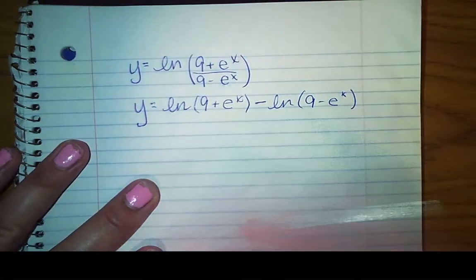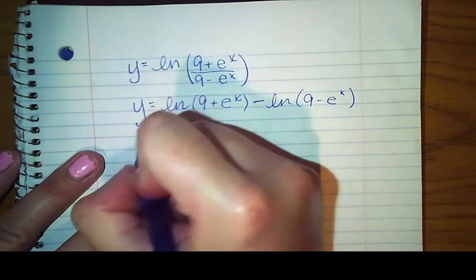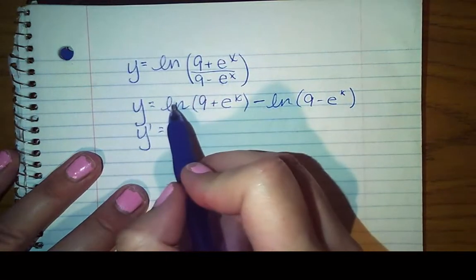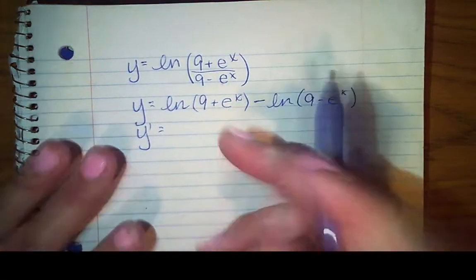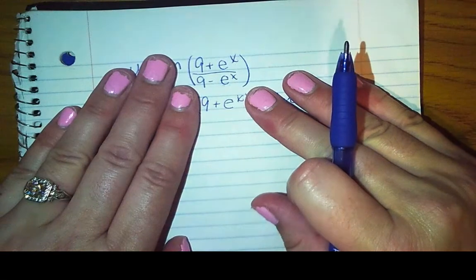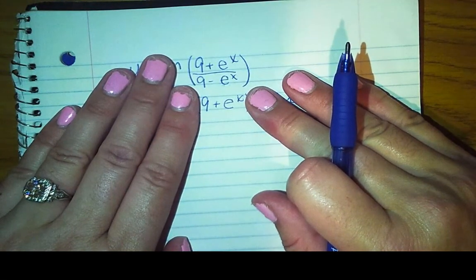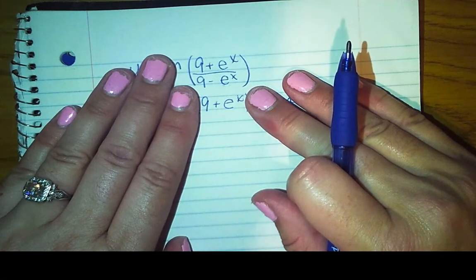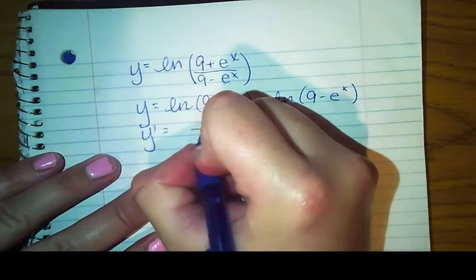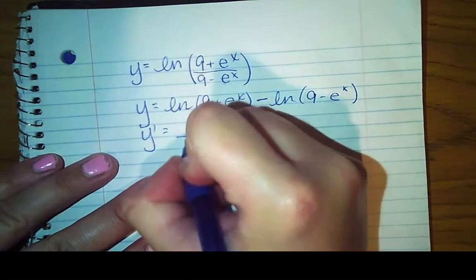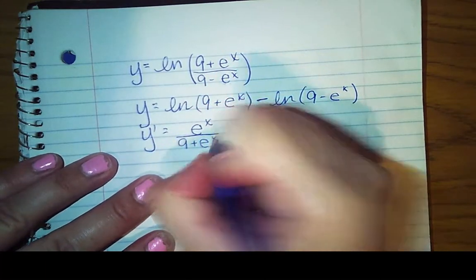Okay? And now I can take a derivative. So how do I take the derivative of a natural log? I take the derivative of the argument. So what's the derivative of 9 plus e to the x? The derivative of 9 is 0. And the derivative of e to the x is just e to the x. So e to the x over the argument itself.